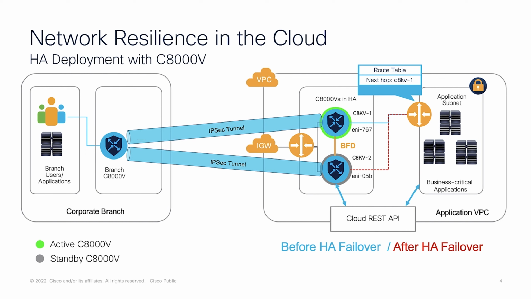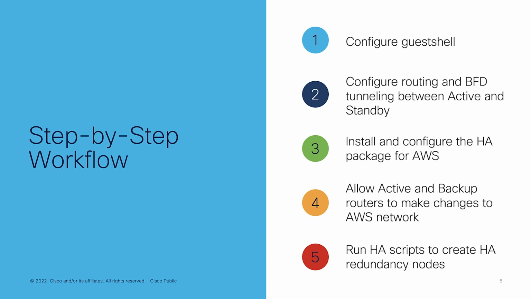Now that we've gone through a high-level overview of how a pair of c8KV and HA work in the AWS cloud, let's take a look at the configurations needed to set up HA on the c8KV itself. So configuring high availability on the c8KV can be done in 5 easy steps.